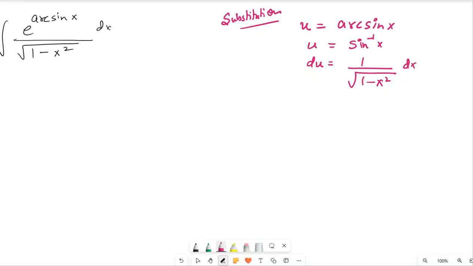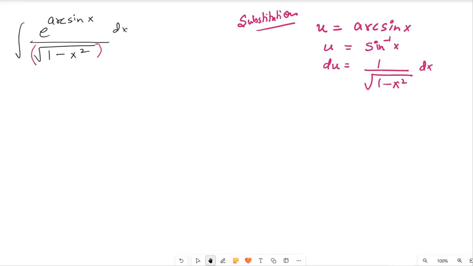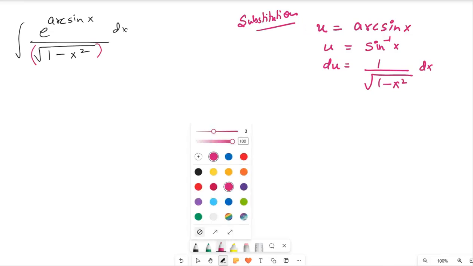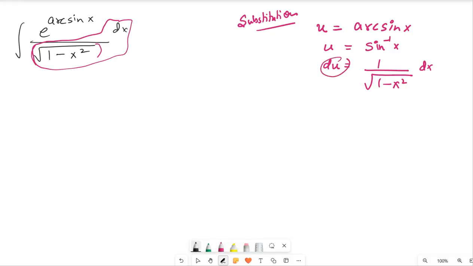Now you guys notice that that was my clue. This was already sitting here in the question, right? So whenever you make a substitution, some form of the derivative should already be sitting in the question. So dx over this portion can be replaced by du. Let's make the substitution. Integral e to the power u, and this whole thing is du.